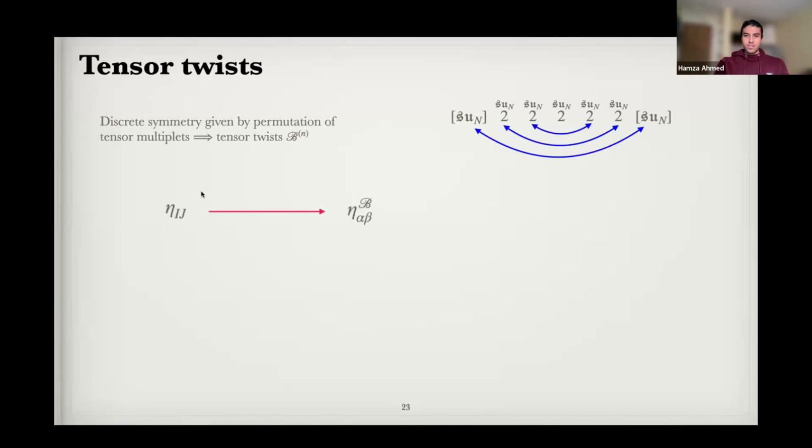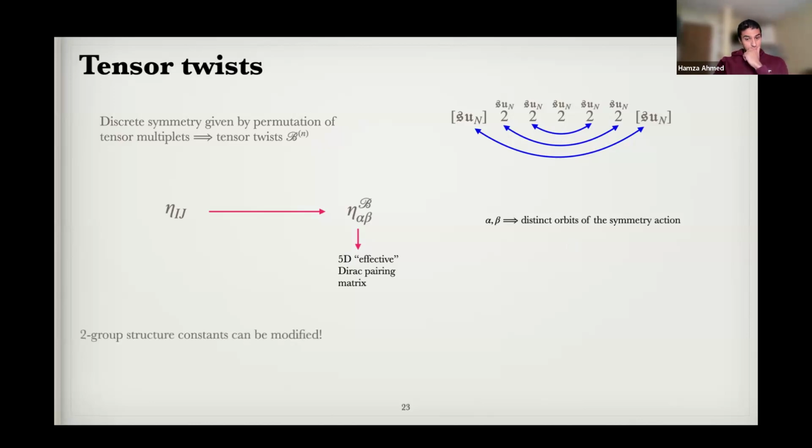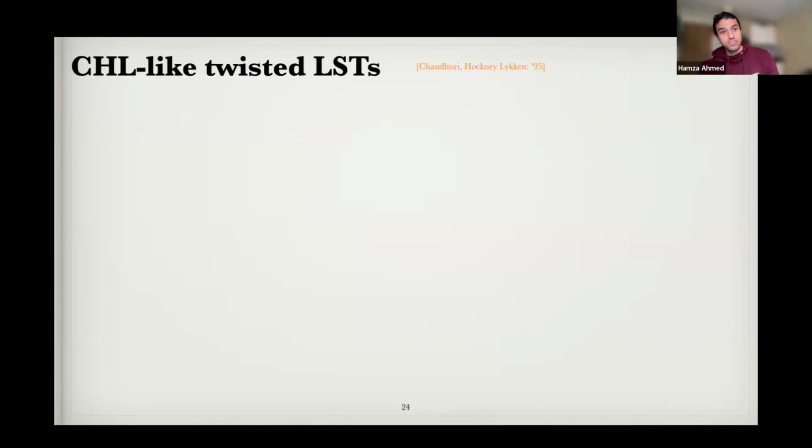And when one does that, the new feature compared to the charge conjugation twist is that now this eta matrix, so the Dirac pairing matrix, can also change in 5D. And in particular, now these indices alpha and beta in 5D label the distinct orbits of this symmetry action. And an immediate consequence of this fact is that the two group structure constants can now be modified, because if you write them down, they have explicit dependence on eta and on the little string charge, which obviously comes from eta. And so using this fact, we constructed what we call CHL-like twisted LSTs.